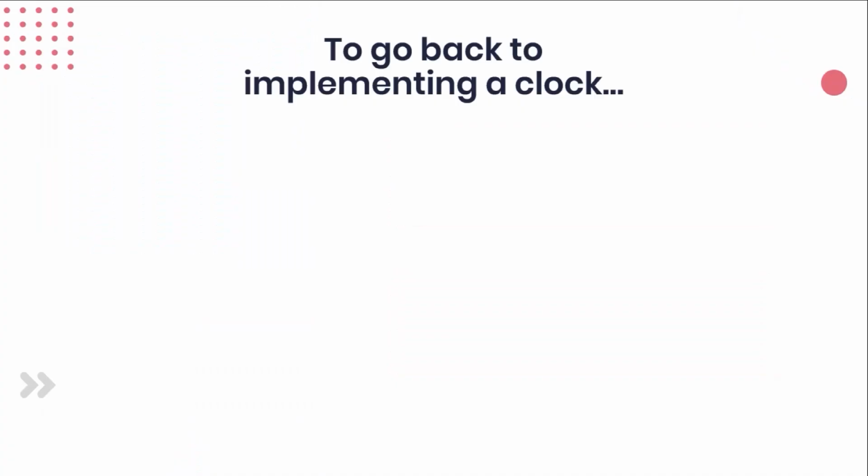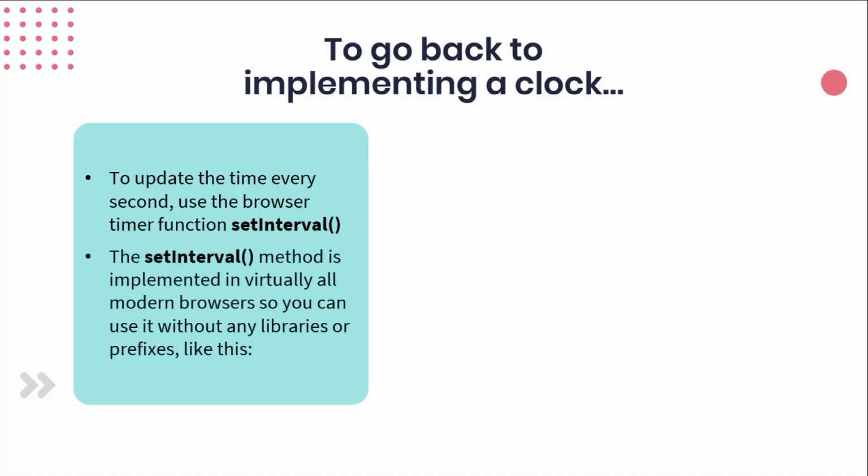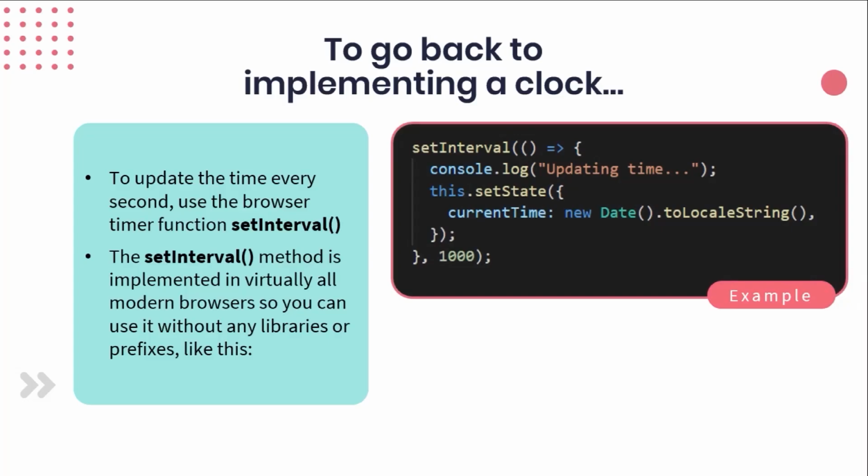Let's go back to implementing the clock example. So far, we've rendered the time from a state. We also set the initial state, but you need to update the time every second, right? And to do so, you can use the browser timer function setInterval, which will execute the state update every n milliseconds. The setInterval method is implemented by virtually all modern browsers as a global, which means you can use it without any libraries or prefixes, like this.